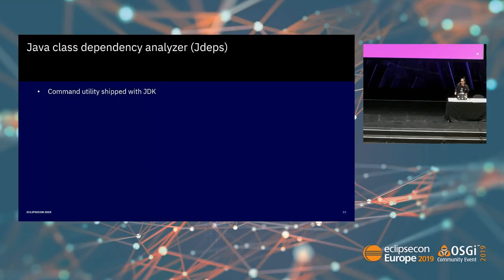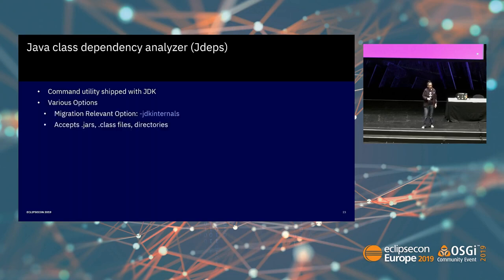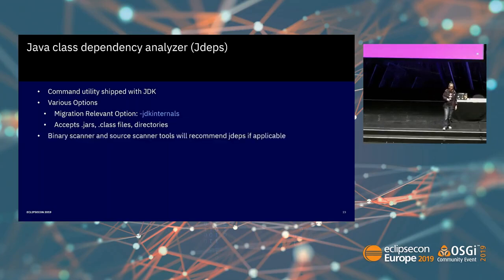All right, so what's JDeps? If you're not familiar with JDeps, JDeps is a tool that's shipped in the JDK. There's a bunch of options that come with JDeps, but the most relevant to people that are migrating is the -jdkinternals option, and it accepts .jar, class files, and directories. So it doesn't accept .ear or war files.